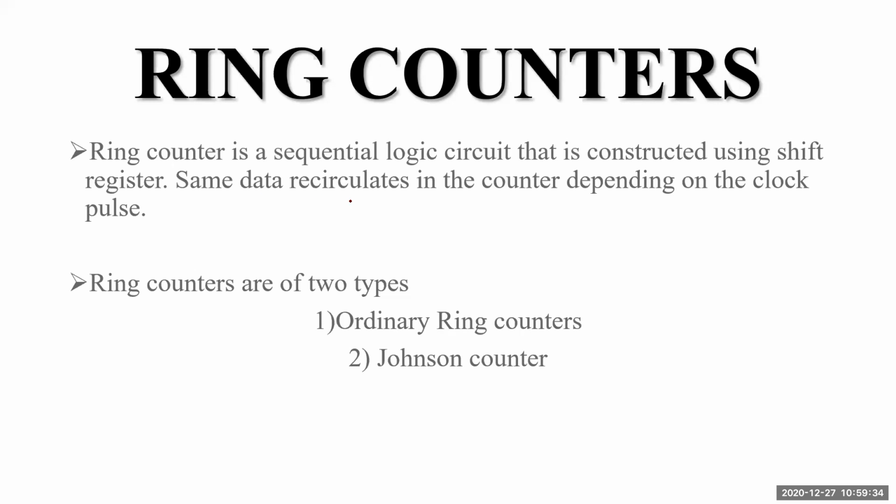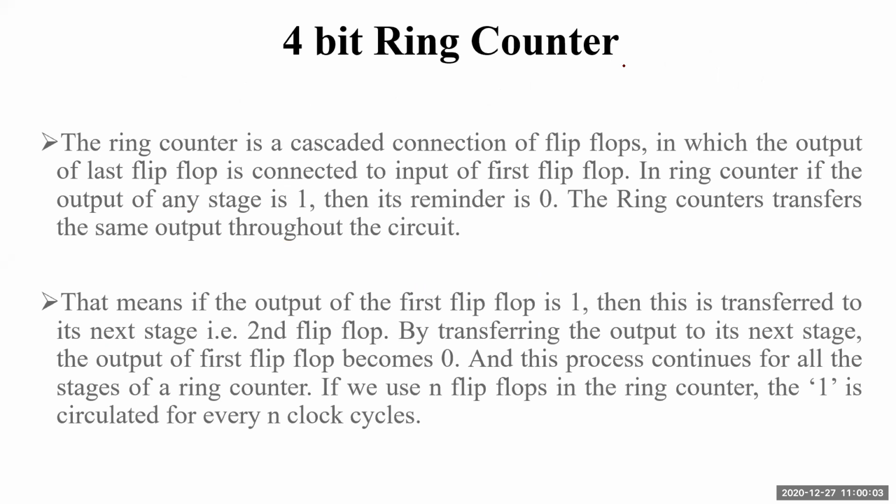The same data recirculates in the counter depending upon the clock pulse. In the ring counter, what happens? The data will be recirculating depending upon what kind of pulse you are supplying over here. So now we can say that ring counters are basically of two types. The first kind is called an ordinary ring counter, and the second one is called a Johnson counter. So let us see one after the other in detail. For the first one, we are going to take a 4-bit ring counter here to study.